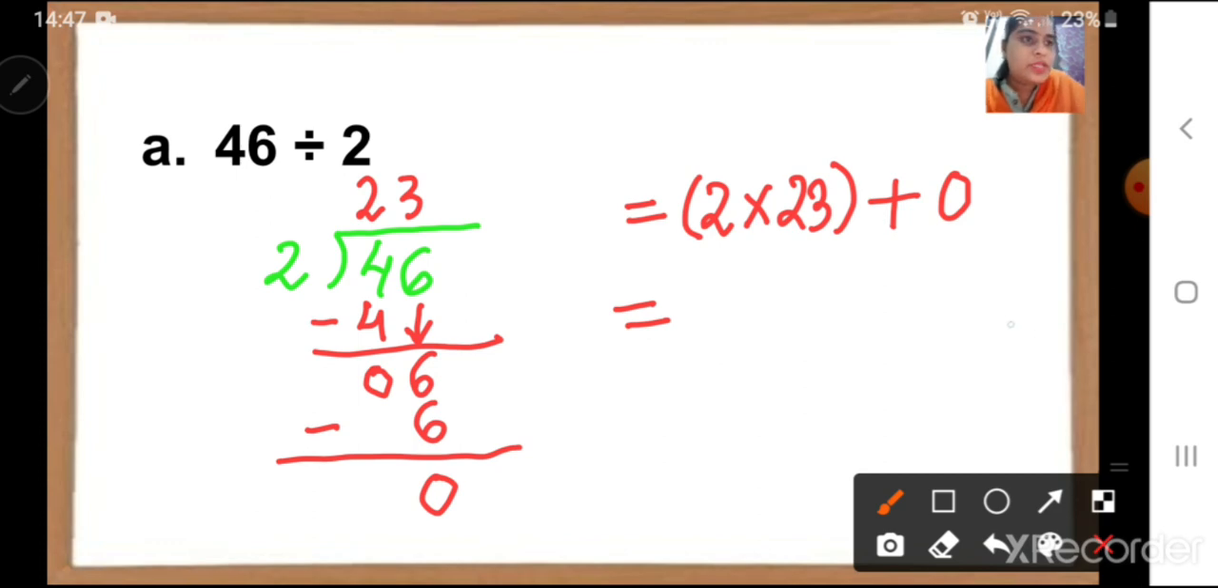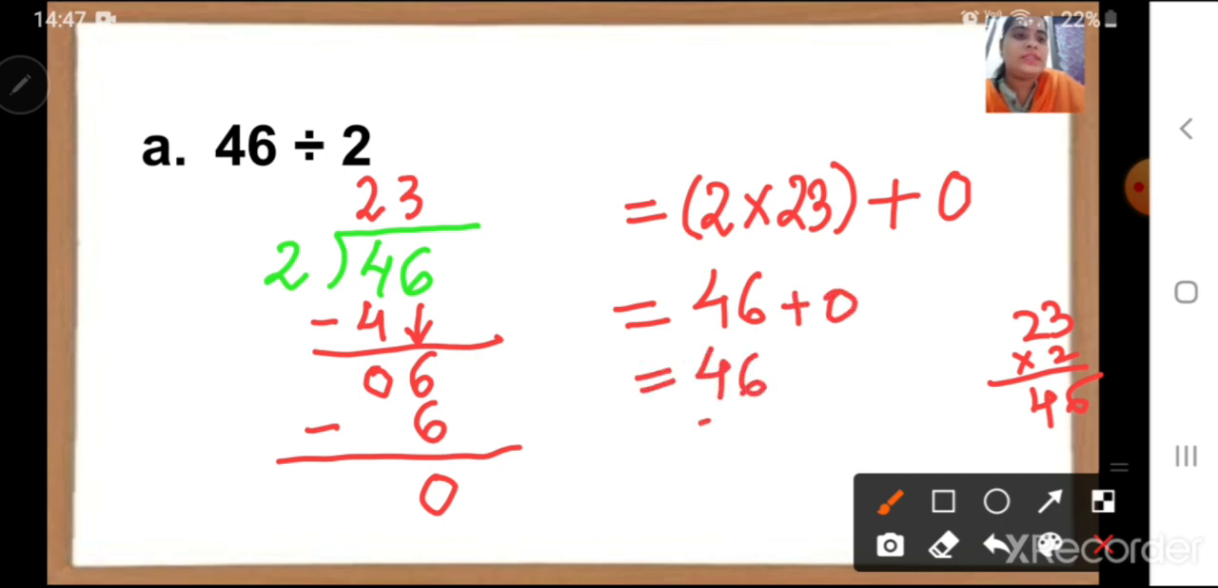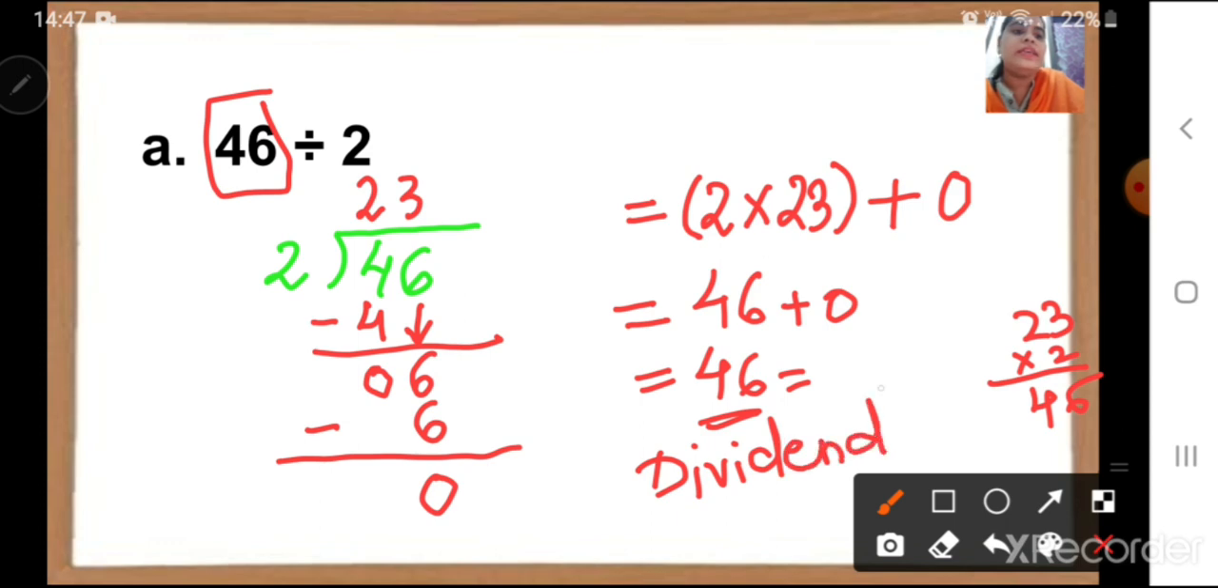So let me do it here. 23 into 2. 2 threes are 6. 2 twos are 4. So I got here 46 plus 0. 46 plus 0 is 46. And what is 46? Can you see it, children, in the question? Yes, it is our dividend. So it is equal to dividend. So that means our answer is correct. We have solved it correctly.